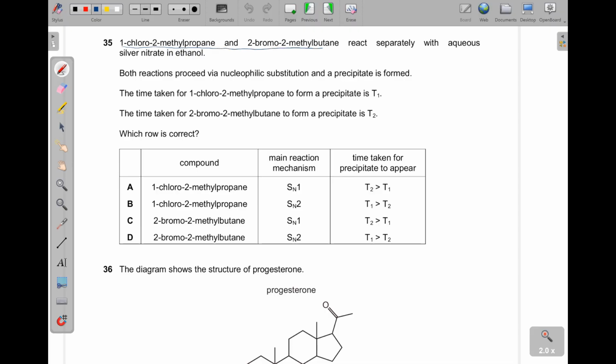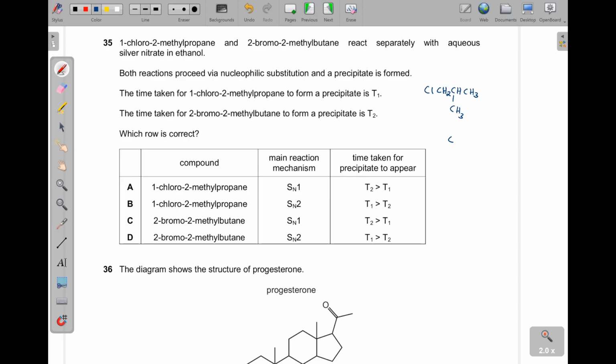1-chloro-2-methylpropane and 2-bromo-2-methylbutane react separately with aqueous silver nitrate in ethanol. So let us first draw these ones here. I have chlorine, I can write it first here, then CH2, then I have CH here, and then CH3. Remember it is propane, so methylpropane. Then the methyl group has to be on this one. It cannot be here. That means the longest chain will be with 4 carbon atoms, and that will be butane. And then the other one is 2-bromo-2-methylbutane.